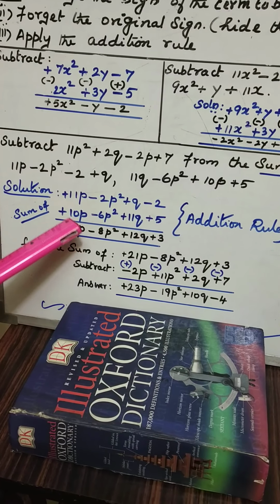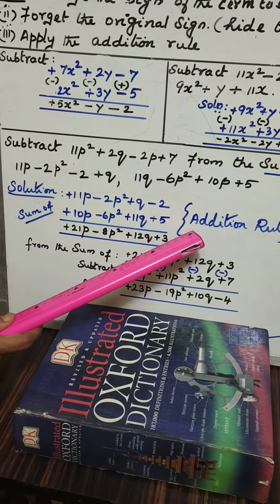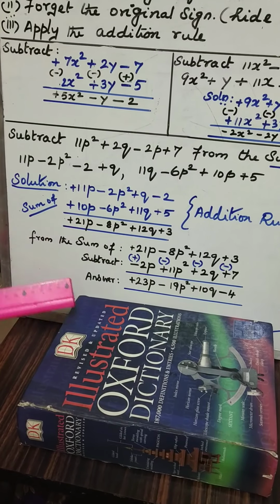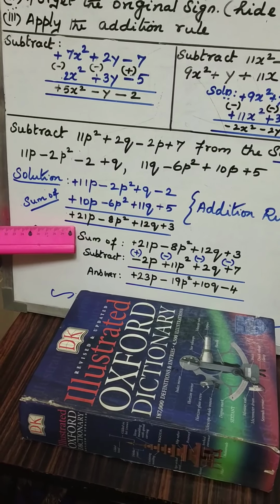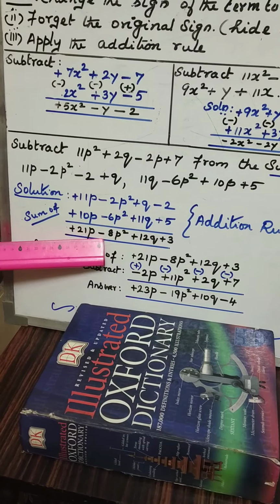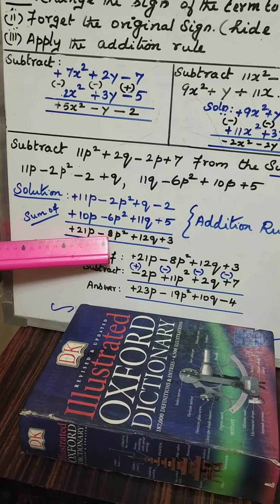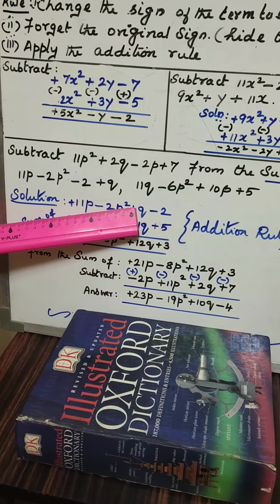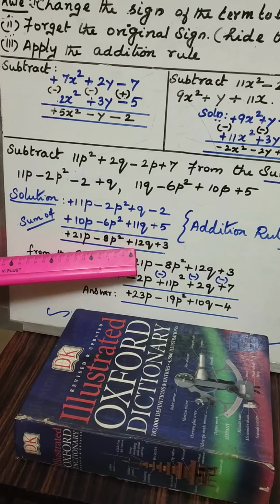Here, you have to add. No change of sign, nothing. Just the addition rule we are following. Both are plus. Add and put the plus sign. Look at here. 11 plus 10, 21, 21p. Both are minus. Add and put the minus sign. 6 plus 2, 8, 8p squared. Here both are plus. Again add. Here 1q. 11 plus 1, 12q.